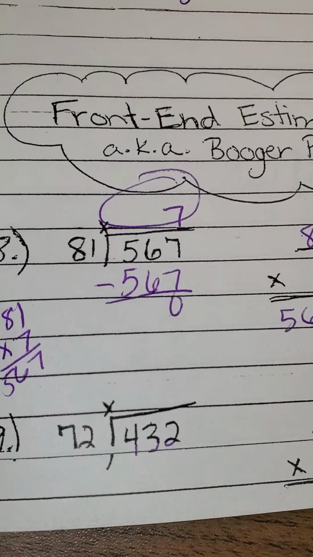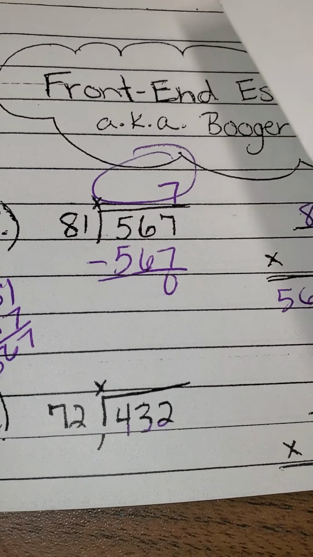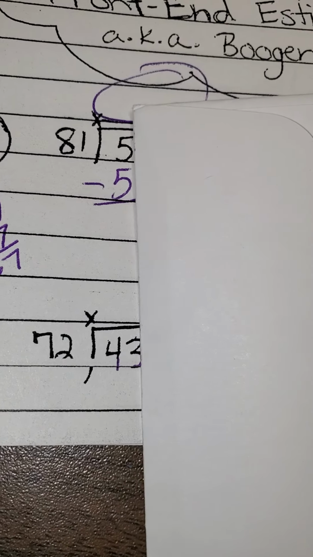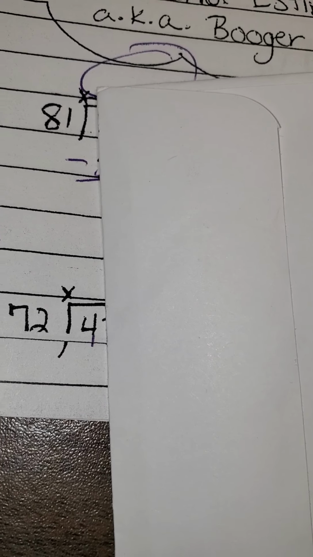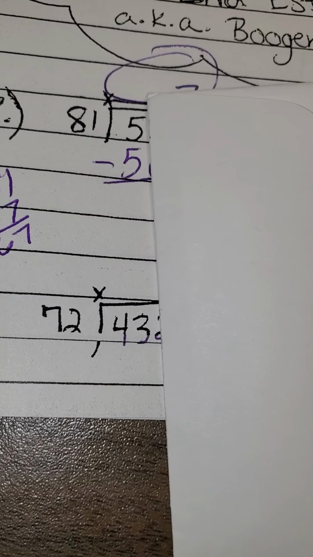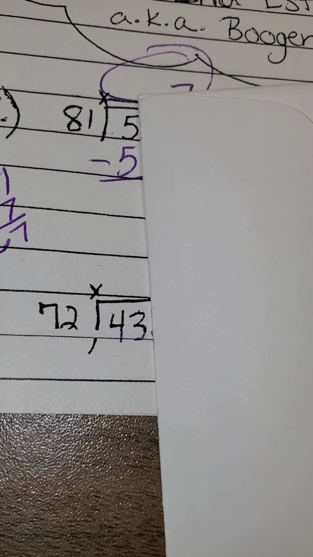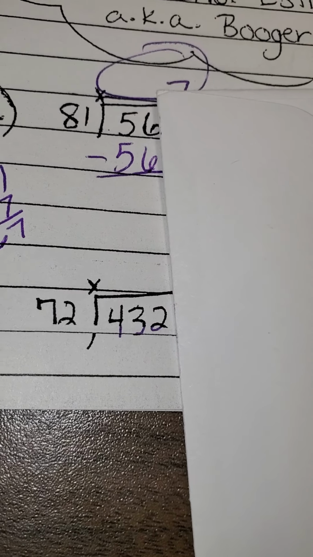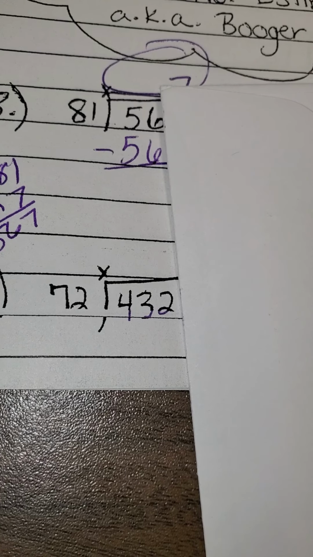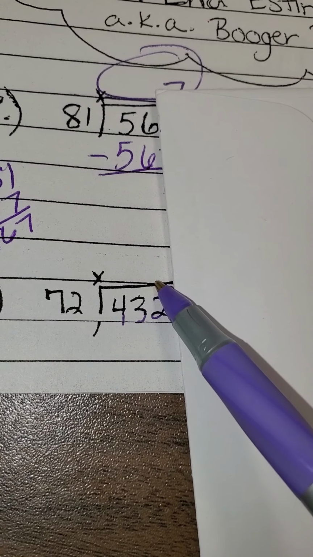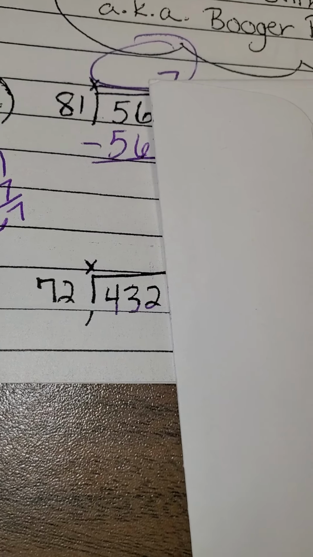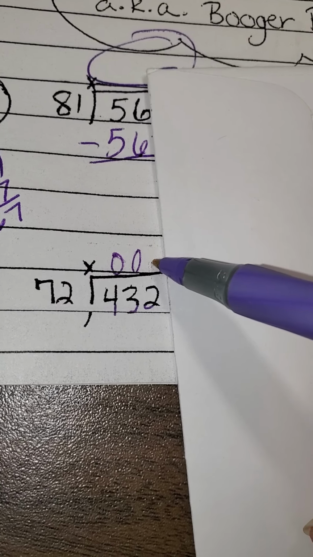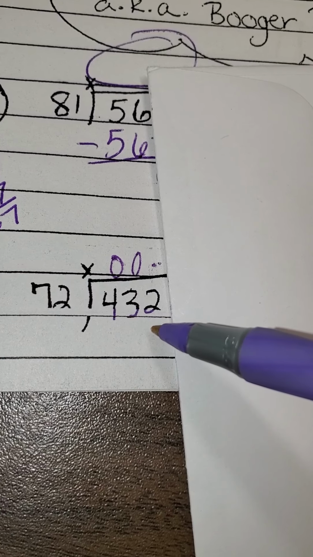Try this one on your own if you want to. Use the same steps we used up here on this one. Otherwise, I'll check it with you. 4, not big enough for any 72s. Scoot it over. 43, still not big enough for any 72s. 432. Okay, I don't know how many 72s. I have to ask myself right above this 2, not this space, nothing goes there. What goes here? What times 72 is close to 432?